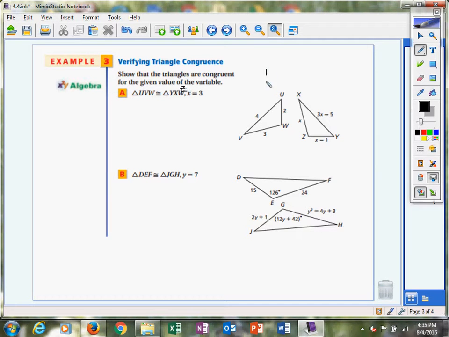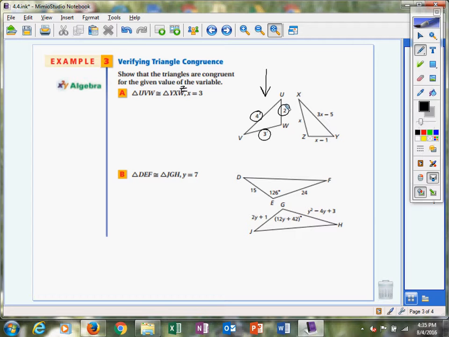So notice that this triangle here, we already know the side lengths. Okay, we can see that. And so we're trying to prove that these triangles are congruent. Don't know anything about the angles. So more than likely we're not going to be able to do side angle side, but if we can prove it using side, side, side, and in order to prove it, we need to plug in x.